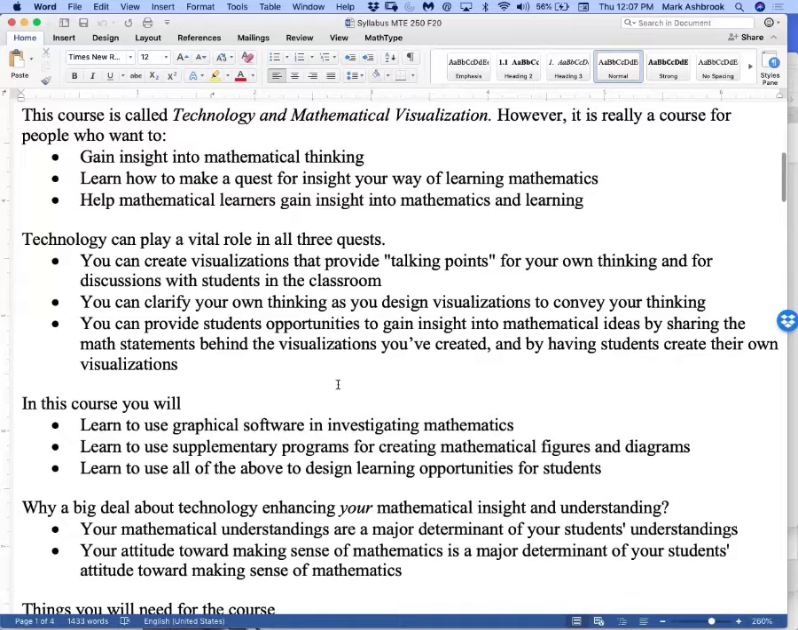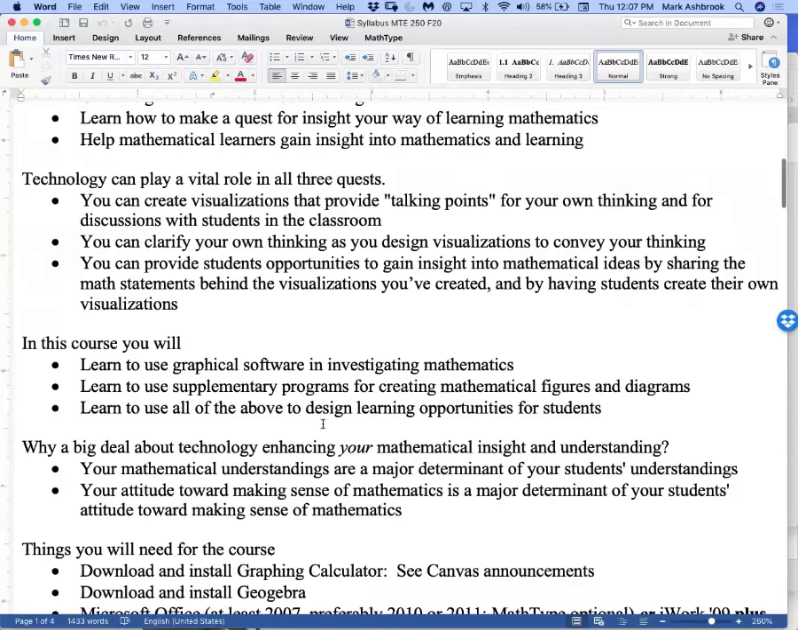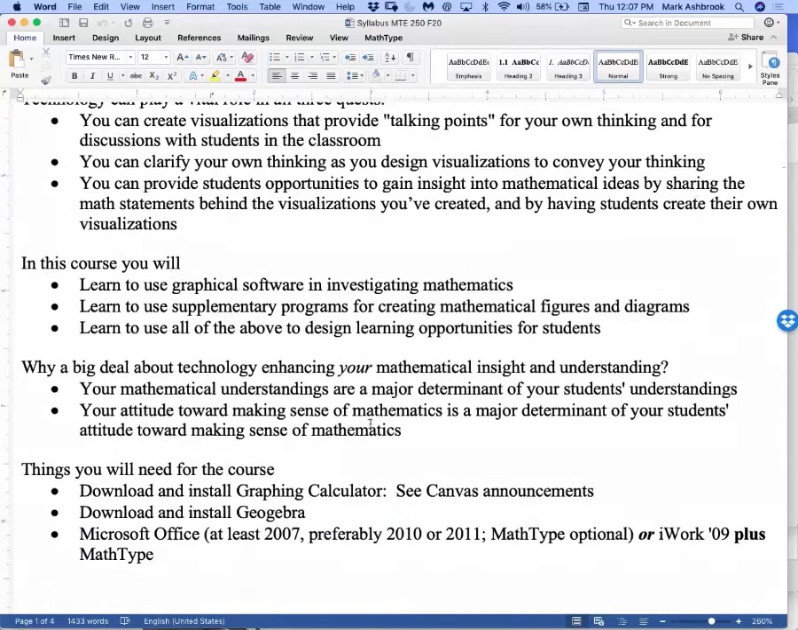Okay, so that's really cool. So you'll be very proud of yourself halfway through the course when you're building these very sophisticated animations. Okay, which we are using currently at ASU to teach calculus with as objects, talking points. Okay, so in this course, you'll learn to use graphics software to investigate mathematics. That's this GC I'm talking about. Other programs, okay? And then all of it is to design learning opportunities for students.